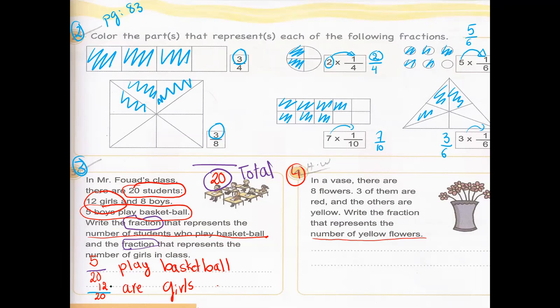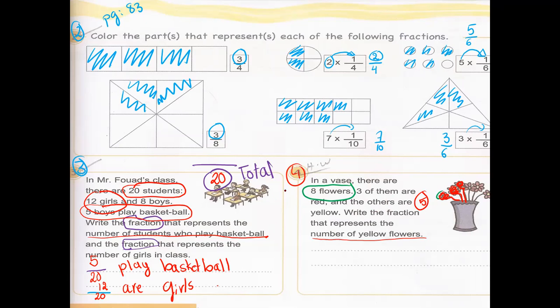Why? In order to write it down. Okay? The total number is 8. We have 8 flowers in all. 3 of them are red. So 1, 2, 3. We have 3 red flowers. And the others are yellow. All of them are 8, so the rest will be yellow. 3 till 8, how much? 5. So 5 of them are yellow. Why 5? Because 5 and 3 make 8.